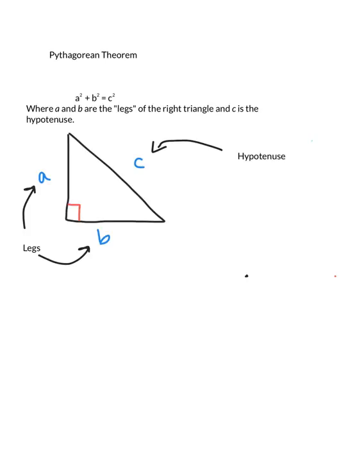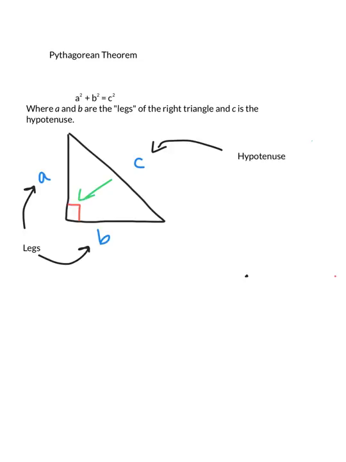Today we started the Barbie zipline project, which has to do with the Pythagorean theorem. The formula for the Pythagorean theorem is a squared plus b squared equals c squared, where a and b are the legs of the right triangle and c is the hypotenuse. The hypotenuse is the longest side and it is directly opposite the right angle.